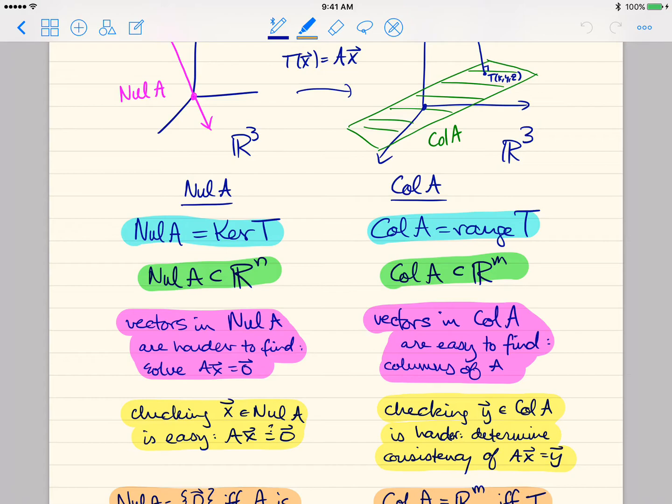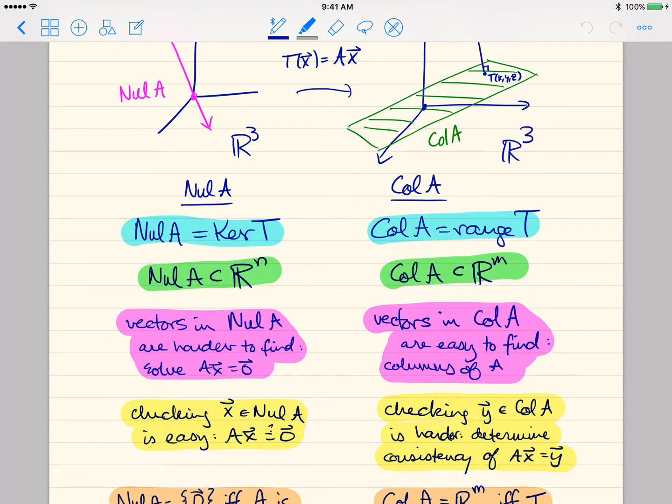Vectors in the null space are harder to find than vectors in the column space because you need to solve the linear equation Ax equals 0. That will give you some x's that map to 0. Those will be in the null space. But that involves a solution process. Vectors in the column space are easy to find. The columns of A are in the column space by definition, and any linear combinations of the columns of A are also in the column space, so they're very easy to form.